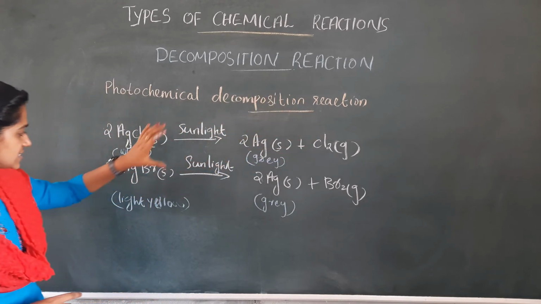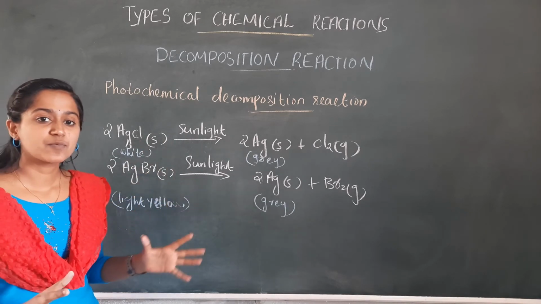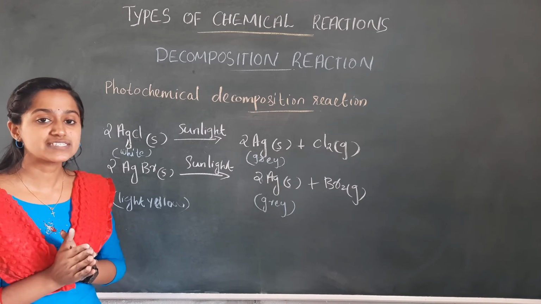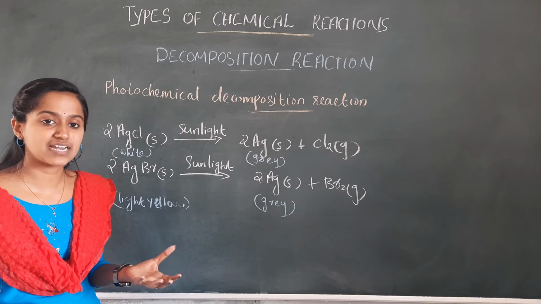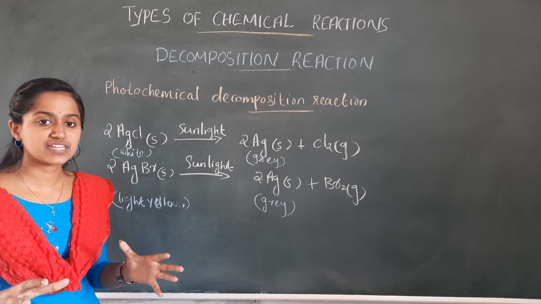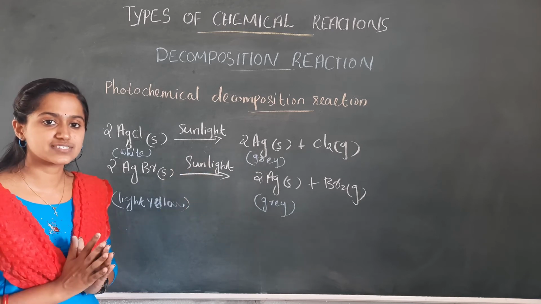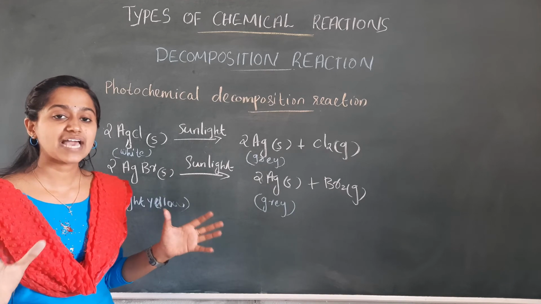The same thing takes place in the case of silver chloride and silver bromide, generally silver halides. They are generally kept in black colored bottles in our lab because they undergo decomposition by reaction with sunlight. To avoid this decomposition reaction, we generally keep these chemicals in colored bottles. Another important use of these silver halides is that they are used in black and white photography.